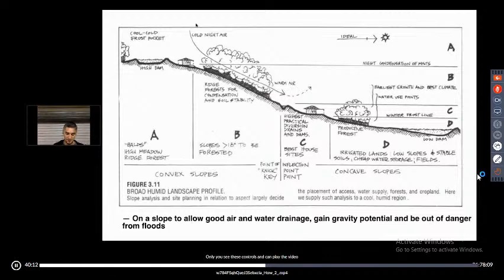Finally, I would say that a slope would be the perfect location, because on a slope you have good air and water drainage. You also gain gravity potential. For example, if your house is on the top of a hill, then you don't have any gravity to use. If it's on the slope, then you can put a water tank on the top of the hill and use its gravity potential to get that water to the house.